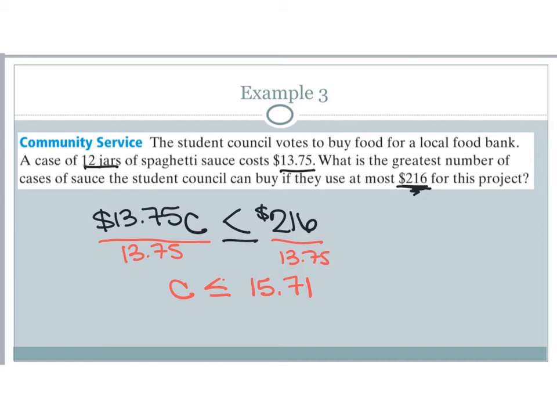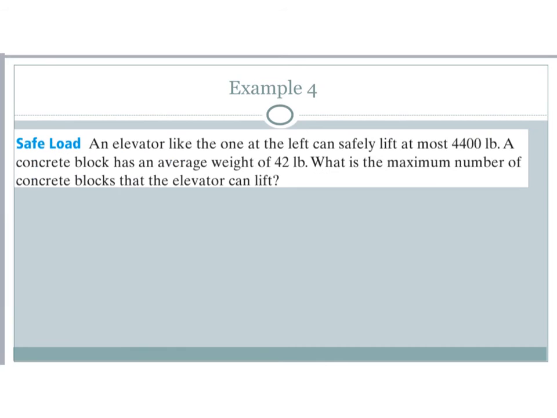Okay, we can purchase 15 cases of sauce, because the 0.71, I can't purchase 70% of a case. So at most I can purchase is 15 cases for this local food bank.